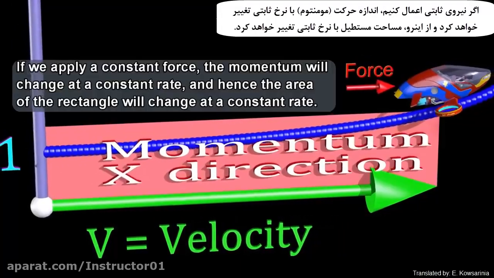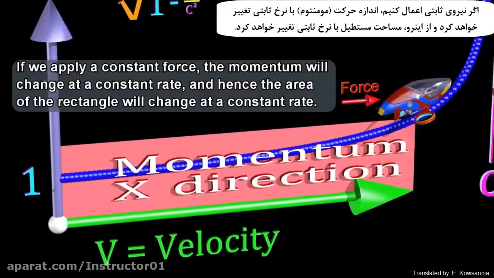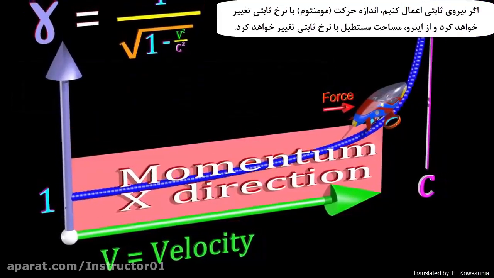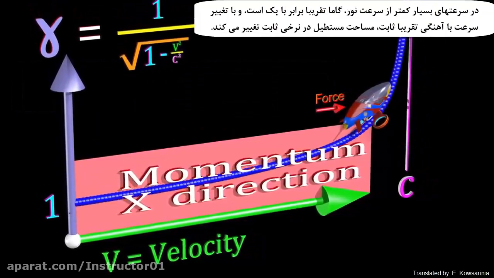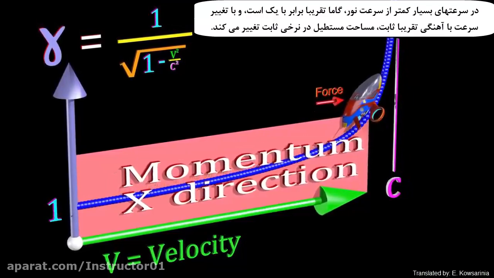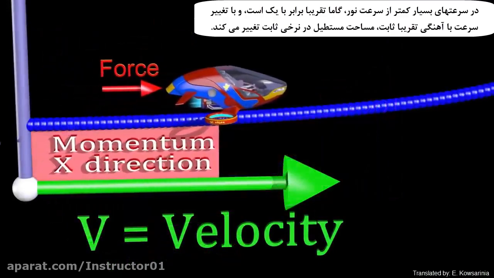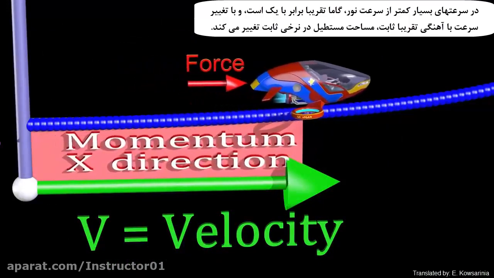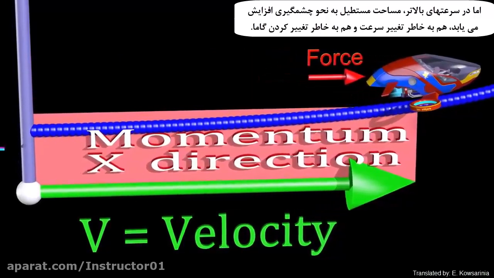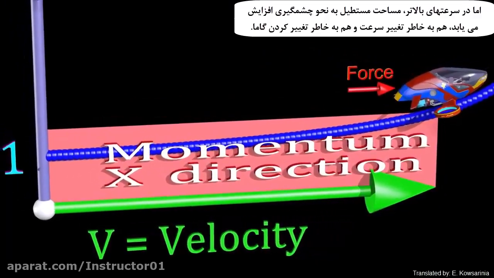If we apply a constant force, the momentum will change at a constant rate, and hence the area of the rectangle will change at a constant rate. At speeds far below the speed of light, gamma is approximately equal to 1, and the rectangle's area changes at a constant rate by having the velocity change at approximately a constant rate. But at higher speeds, the area of the rectangle changes significantly, both because the velocity is changing and because gamma is changing.